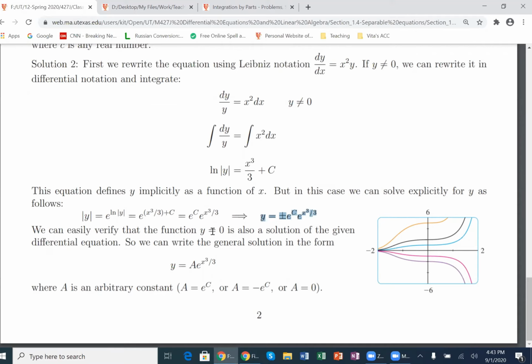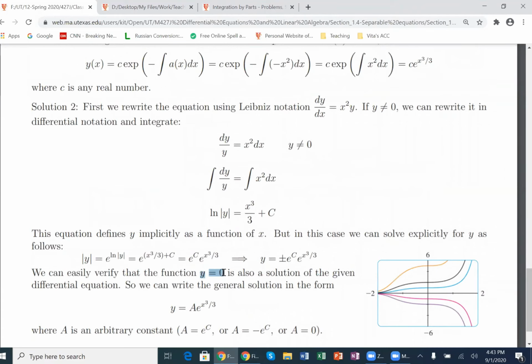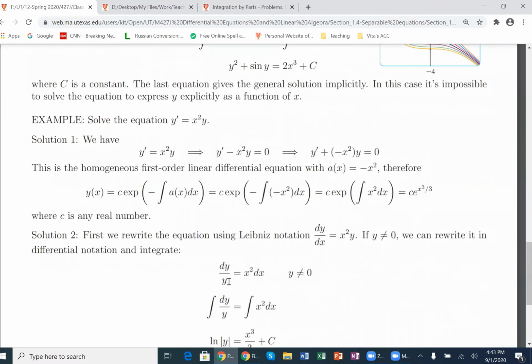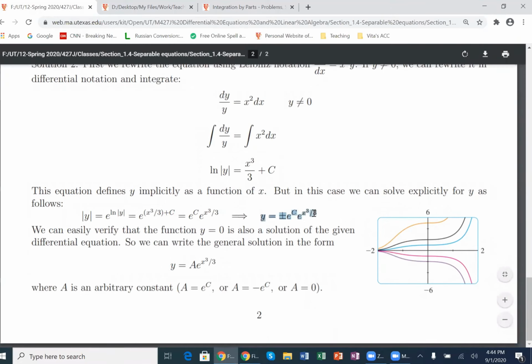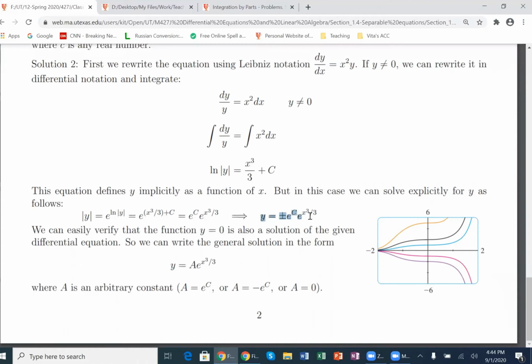But now, what if y is equal to 0? Well, observe that if y is equal to 0, this is a solution of our equation, because 0 prime, which is 0, is equal to x squared times 0, which is 0 again. So, if y is not equal to 0, we have this. If y is equal to 0, this is again a solution of our equation. Can we combine these two formulas together? Yes, and here it is.